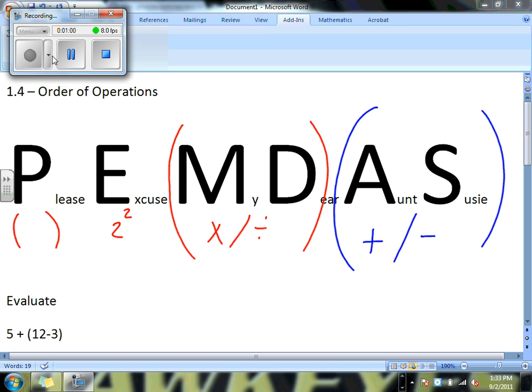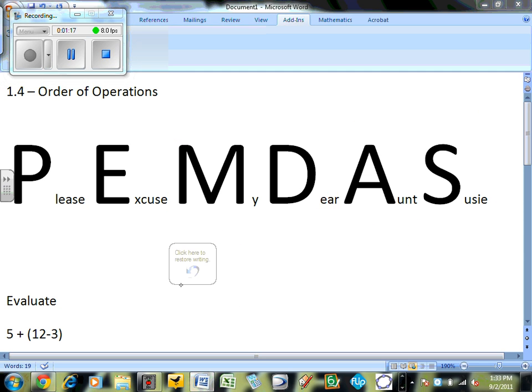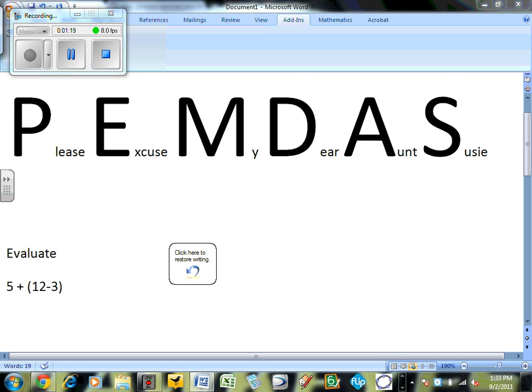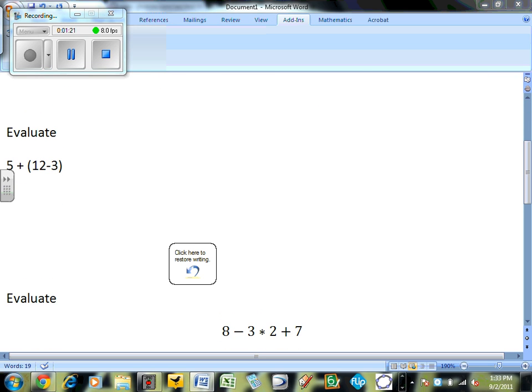So multiplication doesn't come before division. It's whichever one comes first as we read the problem from left to right. Same thing with addition and subtraction. Addition doesn't come before subtraction. It's whichever one comes first from left to right. So knowing that, please excuse my dear Aunt Sally is the order in which we need to solve these problems.